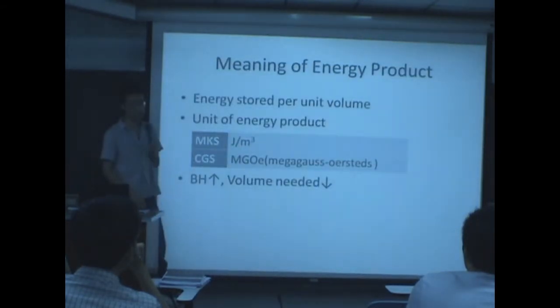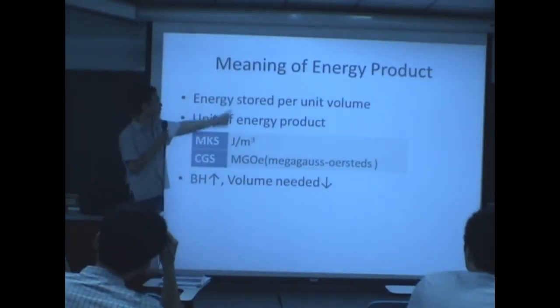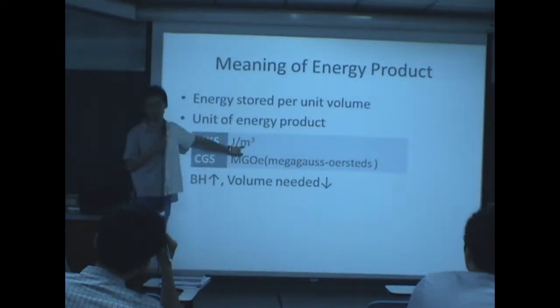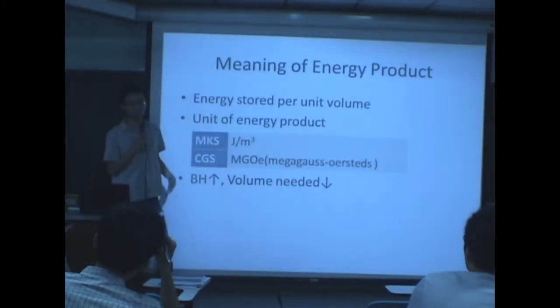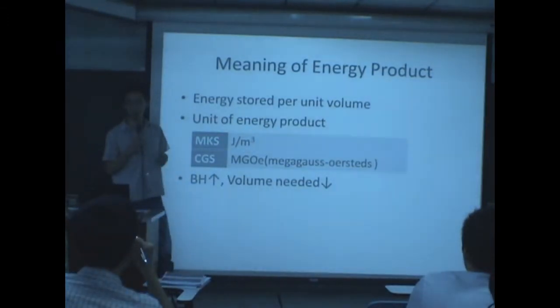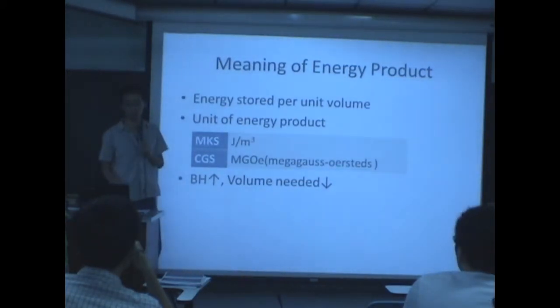So why do we want to have a higher energy product? We can observe from its unit. In the MKS system, the unit of energy product is joule per meter cubed. In other words, it means that it is energy per volume. If we want some magnet to do work, the higher the energy product of your magnet is, the fewer magnets you will need. In other words, you can do the same job with fewer magnets.